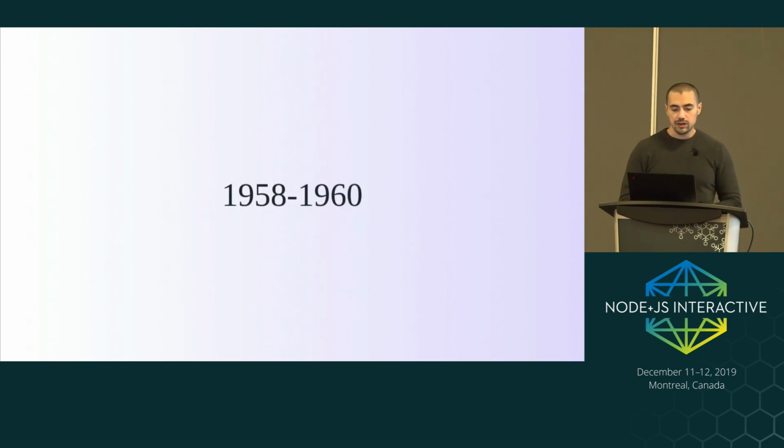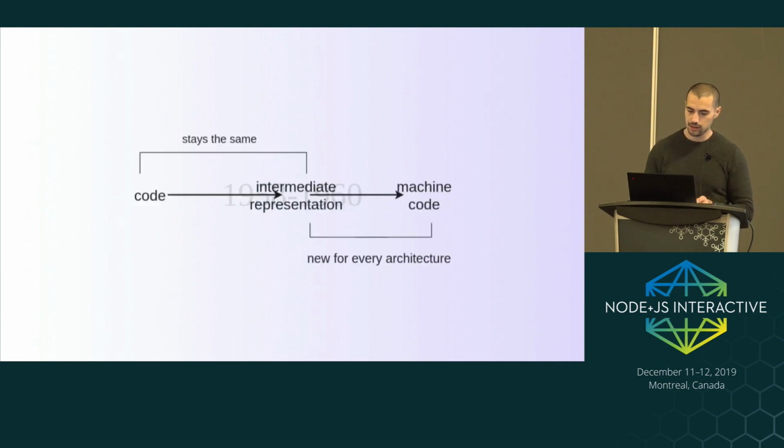We will start with the year 1958, with one of the earliest published just-in-time compilers, which was attributed to Lisp, the programming language. And in the decade of the 1960s, there weren't many virtual machines around.